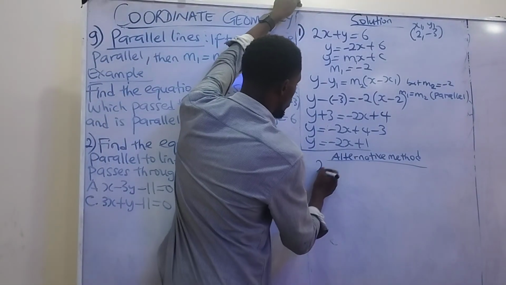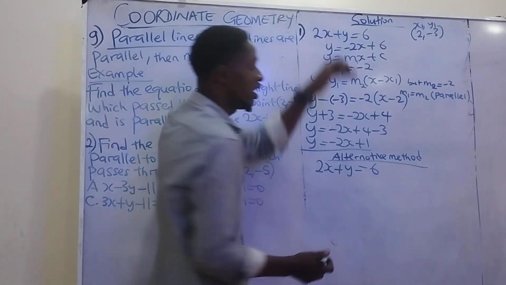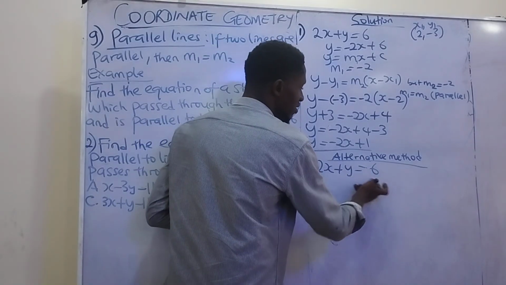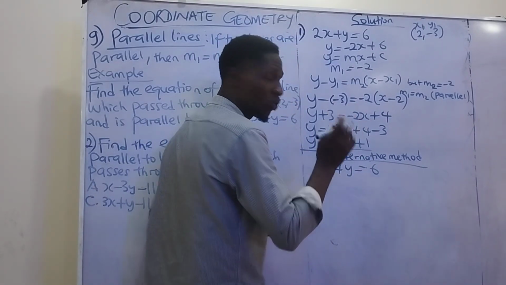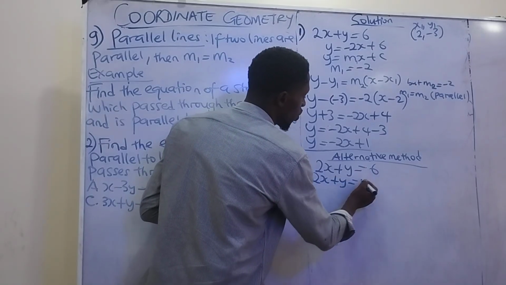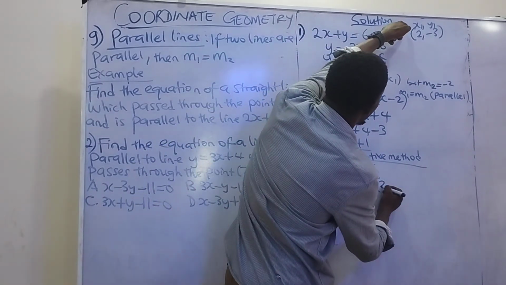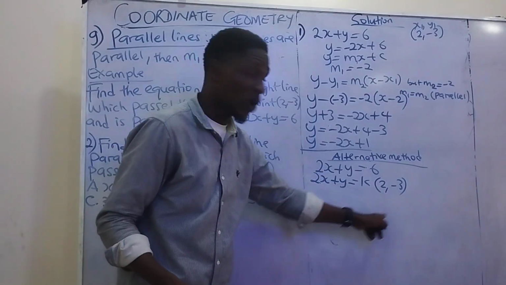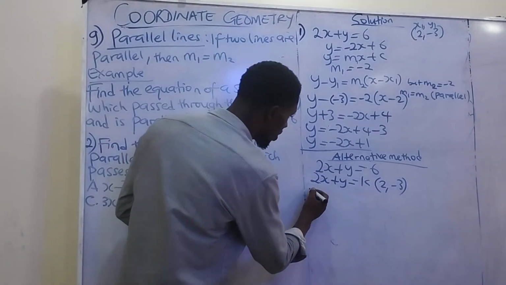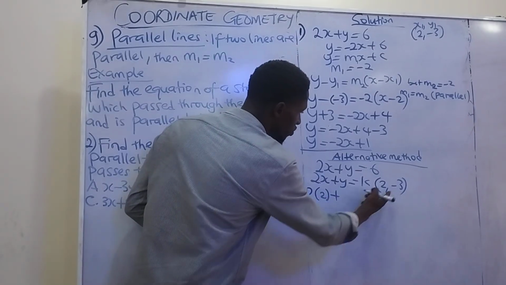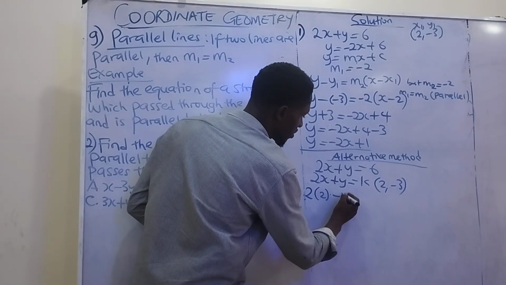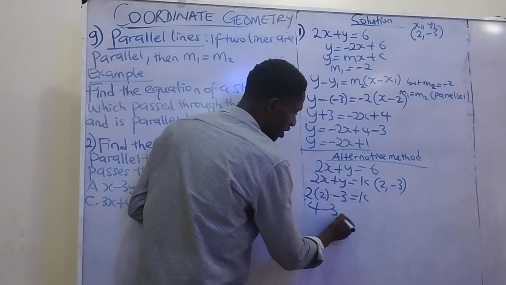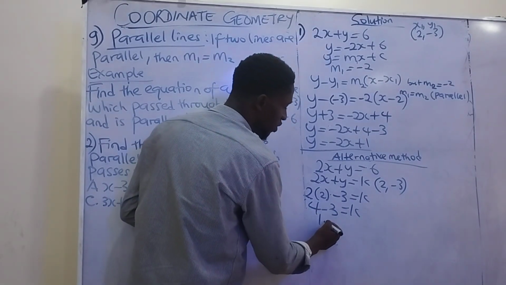It means that we go to this equation here, 2x plus y is equal to 6. Anywhere you see the constant, that is the number, you replace it with a letter. So I'm going to replace this constant with k. So I have 2x plus y is equal to k at the point 2 and minus 3. So here my x is 2, my y is minus 3. Let's substitute: 2 bracket 2 plus minus 3 is equal to k. We are looking for this constant now. 2 times 2 is 4, minus 3 is equal to k. 4 minus 3 gives me 1, equal to k.